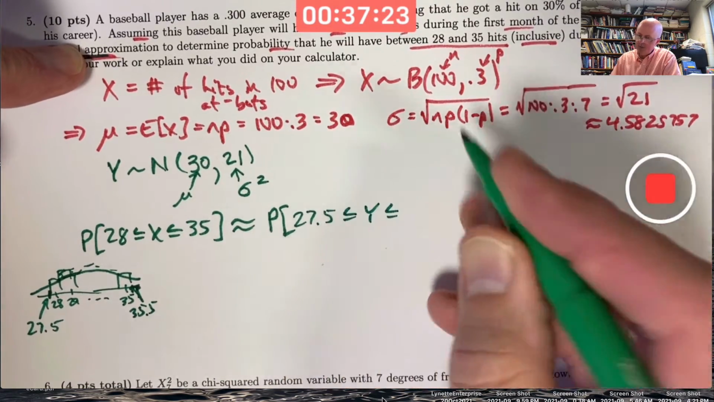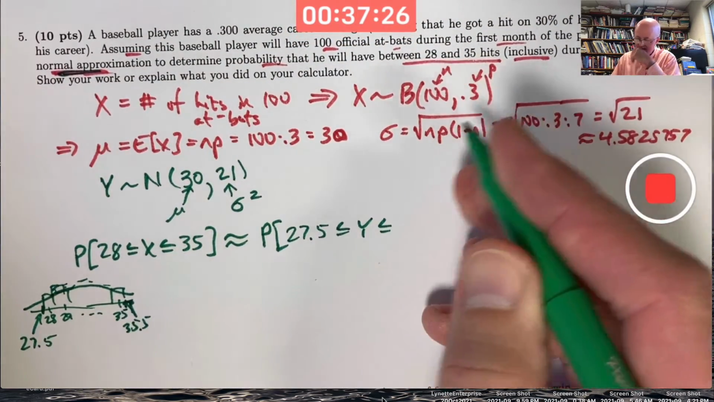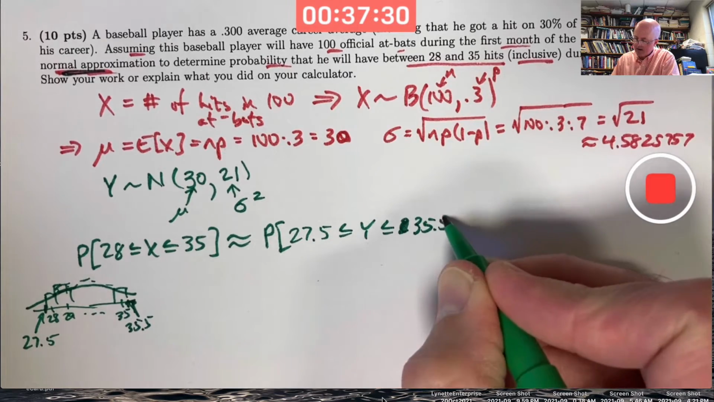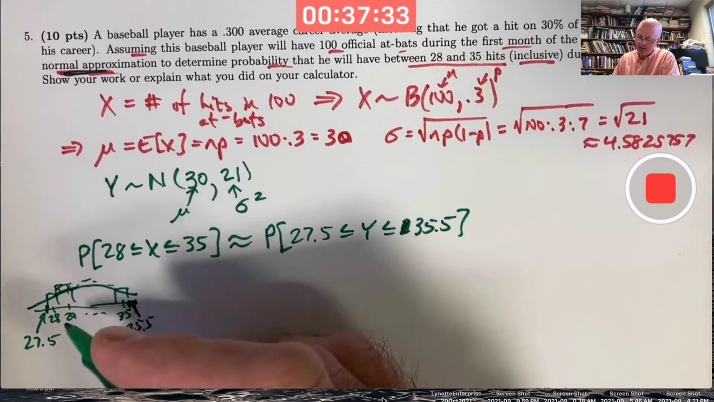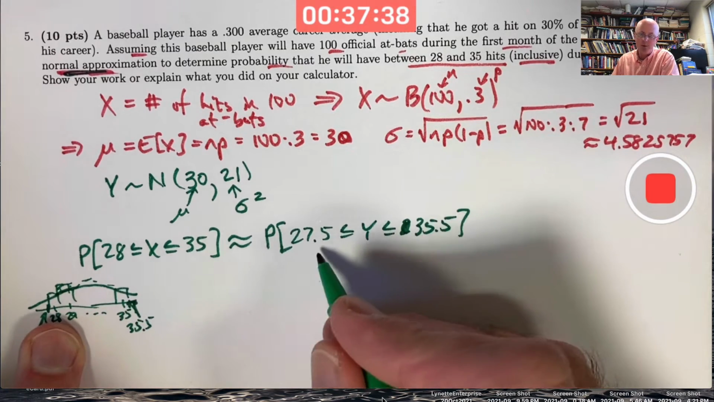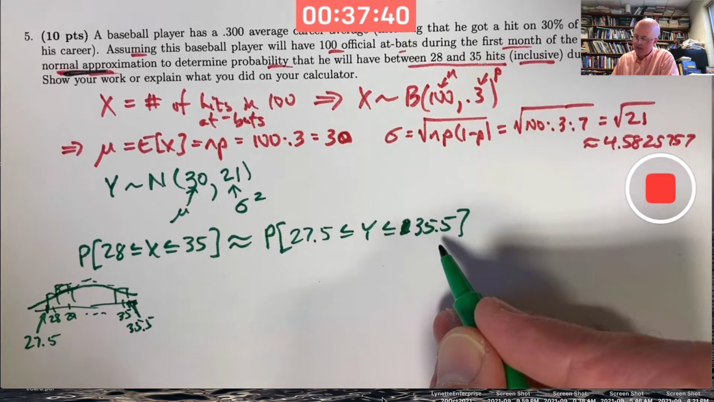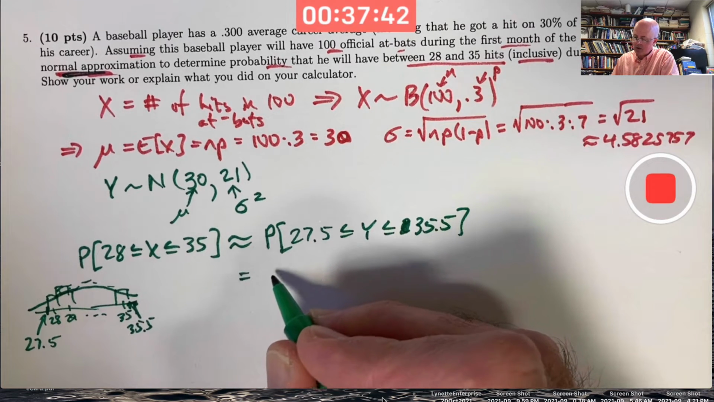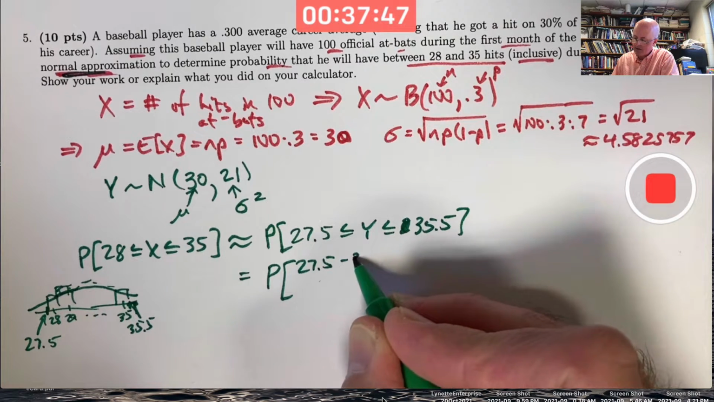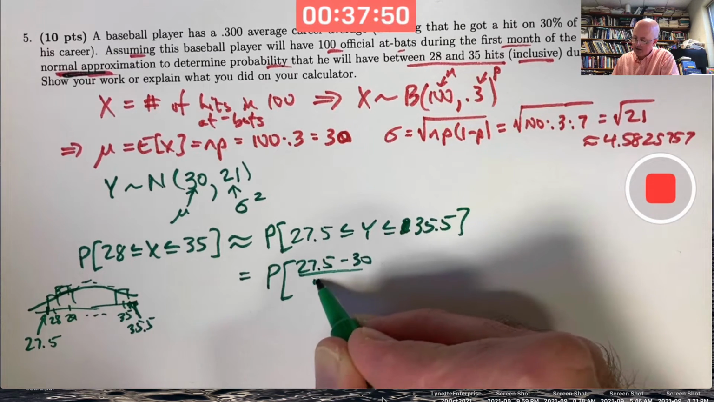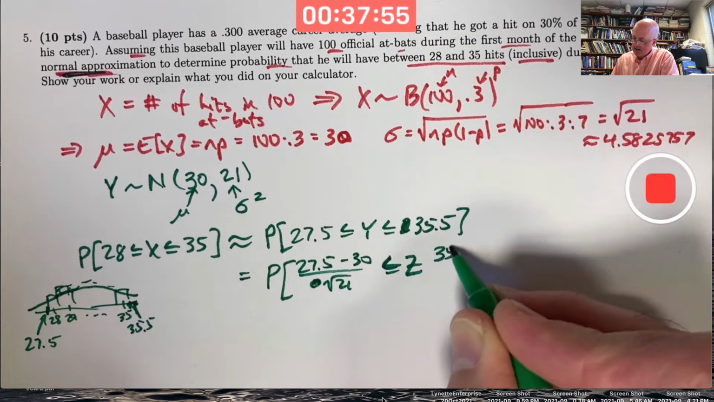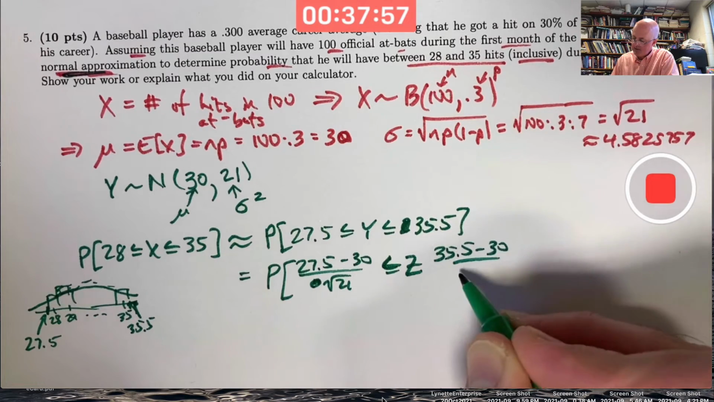If between 28 and 35 was exclusive, not including 28 and 35, I'd have strict inequalities here and here, and you would not include the bars above 28 and 35 for the area, so you'd go from 28.5 to 34.5 here. And we can convert these to z-scores. 27.5 minus the mean, which is 30, divided by the standard deviation, square root of 21. The Y becomes a Z. Do the same thing for the 35.5.